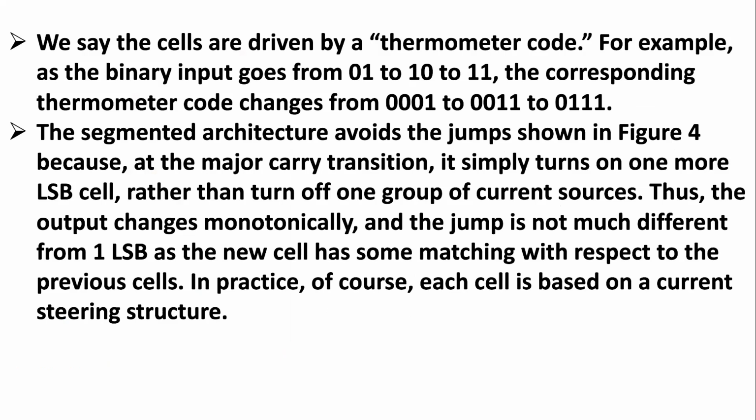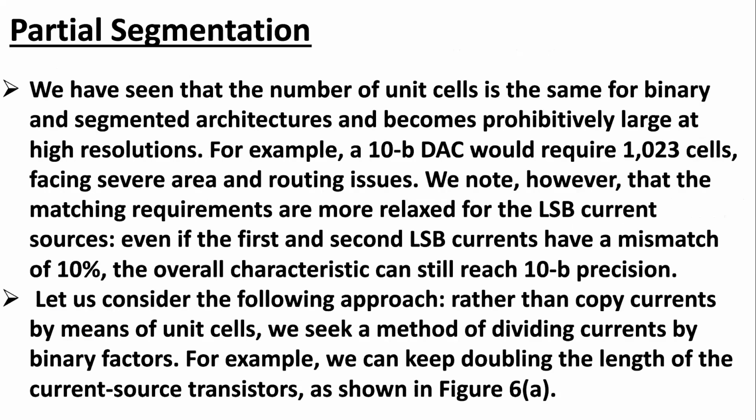For example, as the binary input goes from 01 to 10 to 11, the corresponding thermometer code changes from 0001 to 0011 to 0111. The segmented architecture avoids the jumps shown in figure 4 because at the major carry transition it simply turns on one more LSB cell rather than turning off one group of current sources. Thus, the output changes monotonically and the jump is not much different from one LSB, as the new cell has good matching with respect to the previous cells. In practice, of course, each cell is based on a current steering structure.